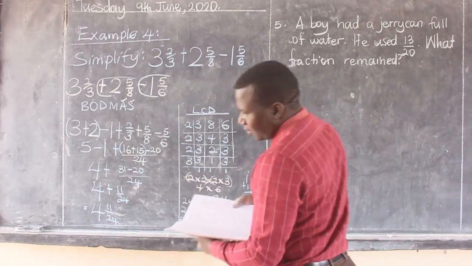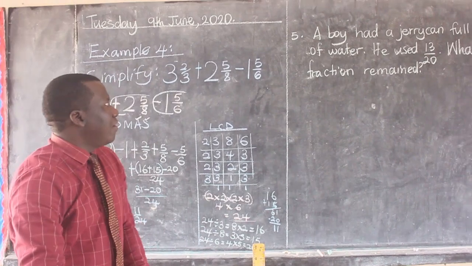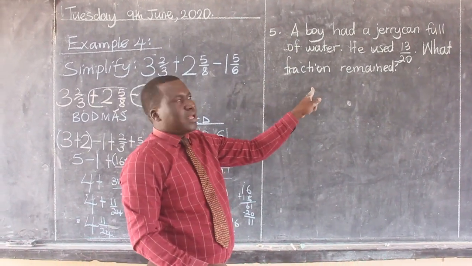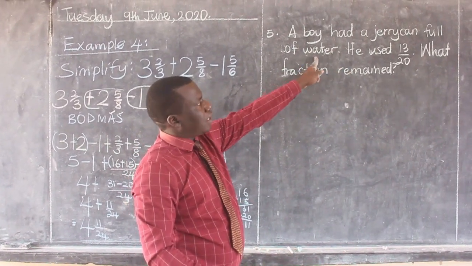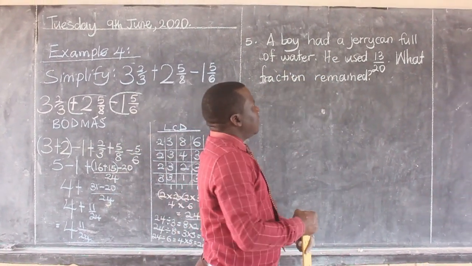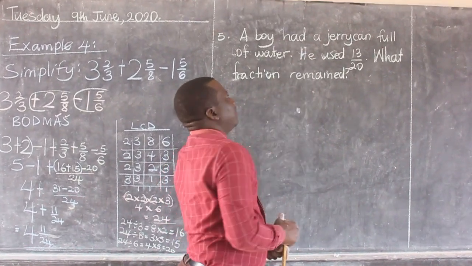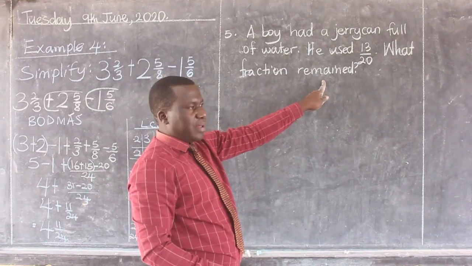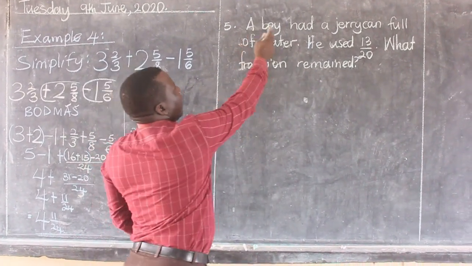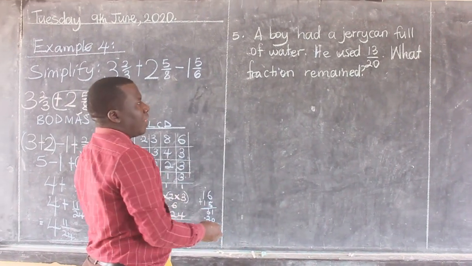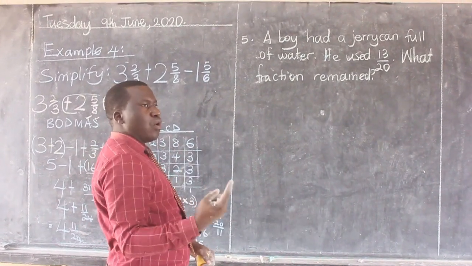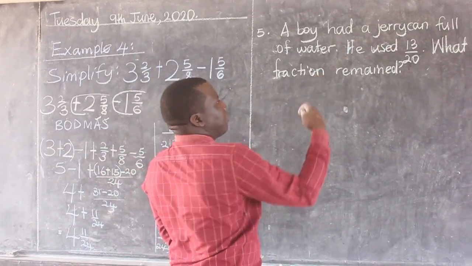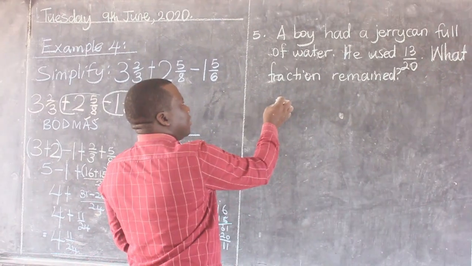Okay, so we can also have an example 5 now. Example 5 in word form. Okay, a boy had a jerrycan full of water. He used 13 out of 20. What fraction remain? Remember, a boy had a jerrycan of water. So a jerrycan of water is a whole, is one whole. Okay? So for you to get a fraction that remain, you're going to subtract fraction used.